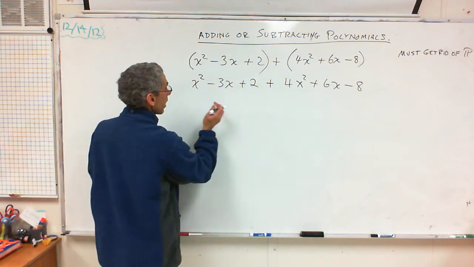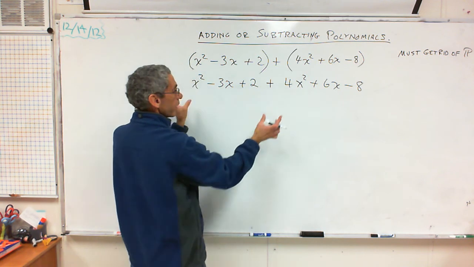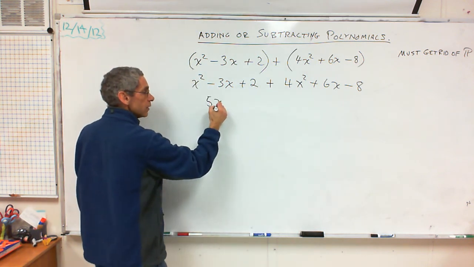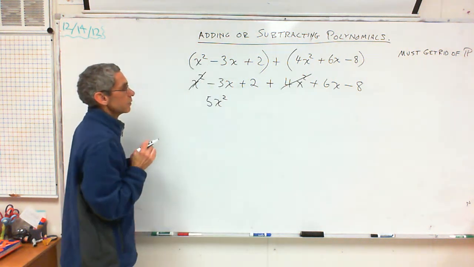So I'm going to add everything that's like terms. I've got 4x squared and 1x squared. It's 5x squared. So I'm going to write 5x squared, and then I'm going to cross out this, and I'm going to cross out this. That's what I did. Okay?